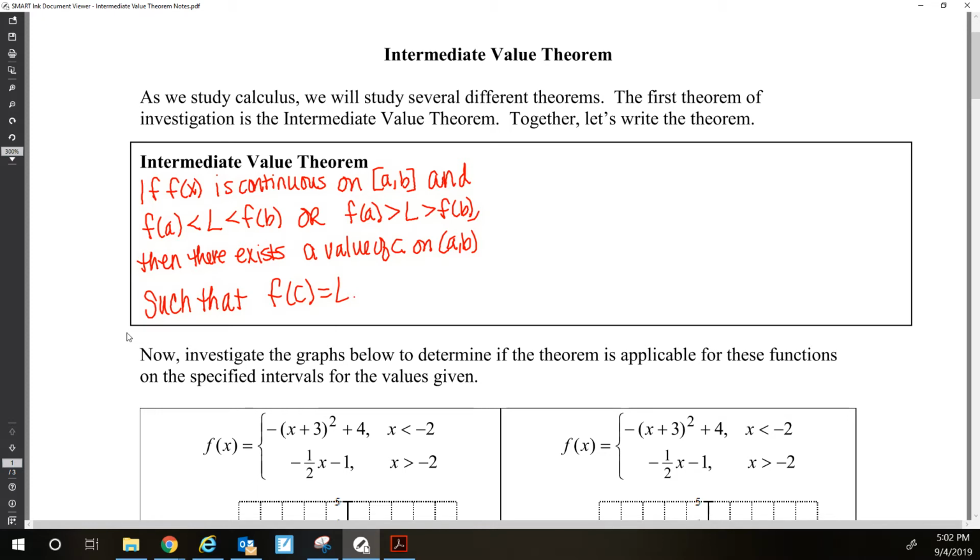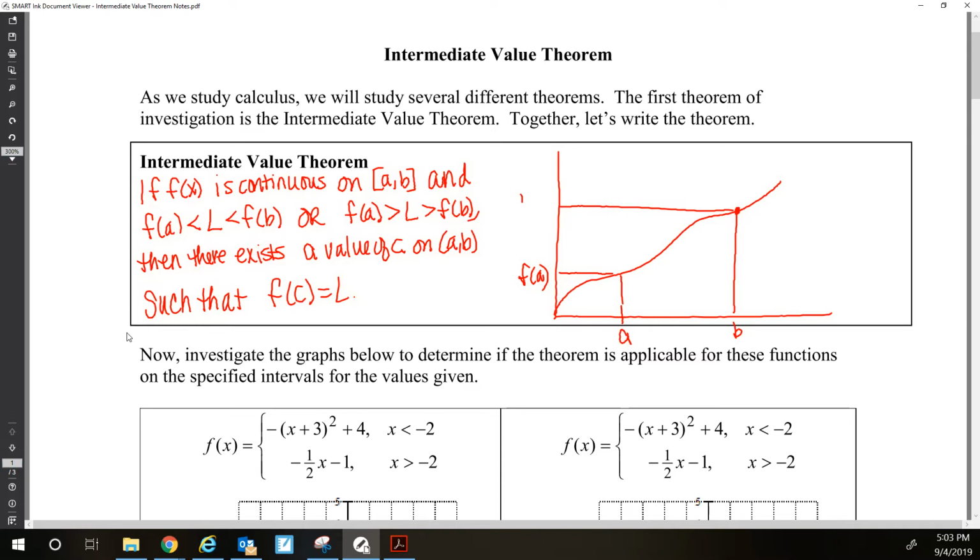So I'm going to do this one first, where f of A is less than f of B. Let's just put it in the first quadrant for fun's sake. Here's some graph that's increasing. I know it's increasing because f of A, my y value at A, is less than my y value at B. So here's my A. That makes this here my f of A, my y value at A. Let's call this point here B, which means this point over here is f of B.